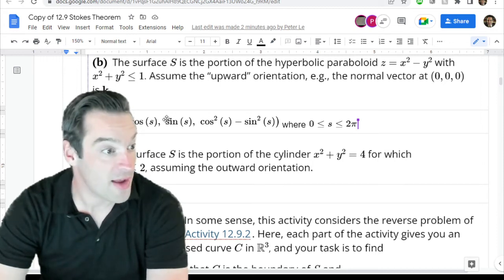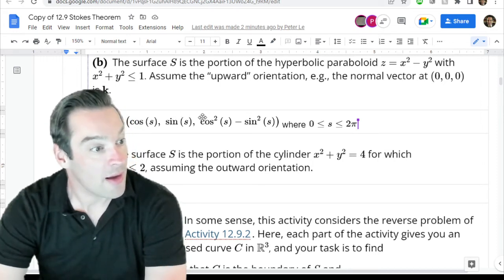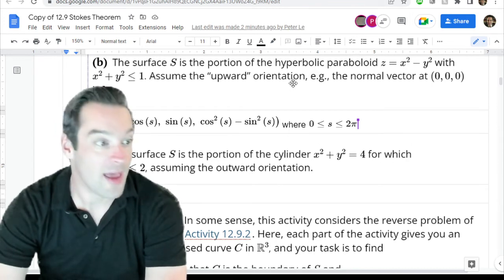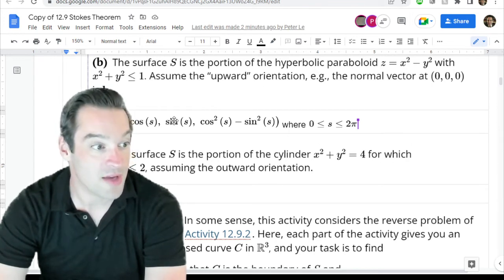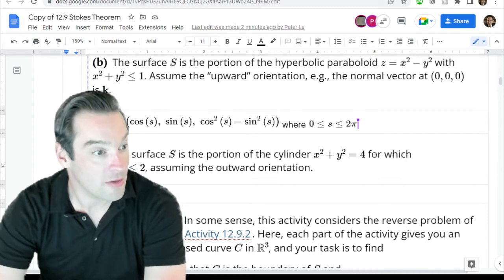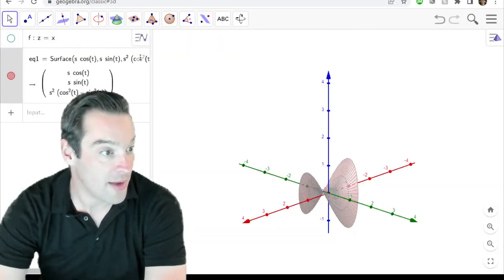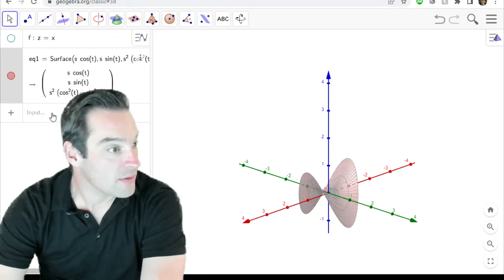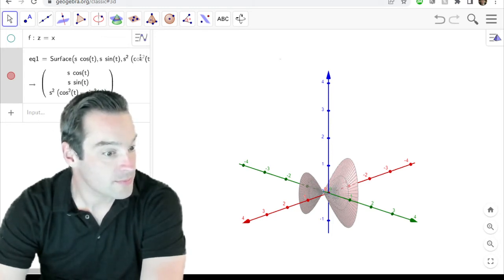So we have cosine s, sine s, right? And then evaluating the z-coordinate by evaluating it using the x and y components of your parameterization. So cosine squared of s minus sine squared of s. And so this is now a parameterization of just a single variable, r of s ranging from 0 to 2 pi. So if I put that curve into our visualization here, just to make sure that it works the way that we claim that it does.